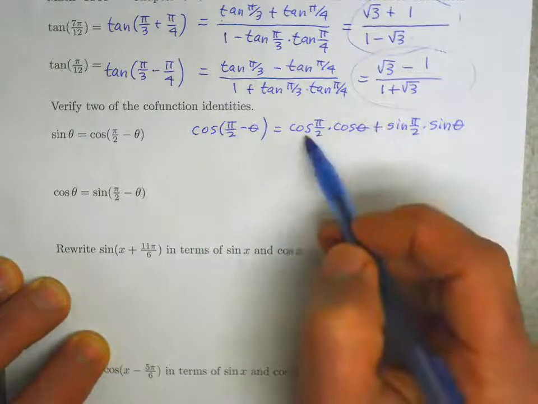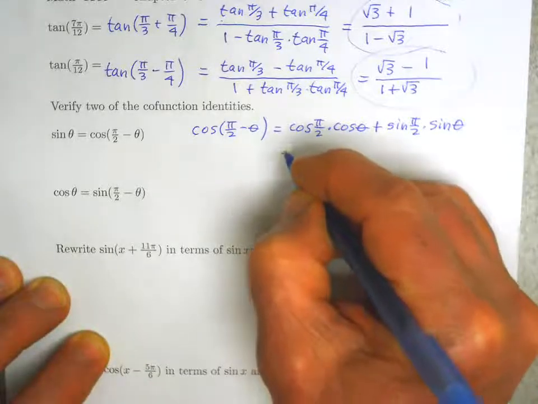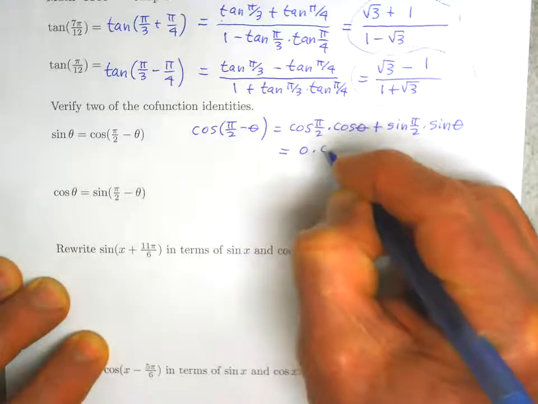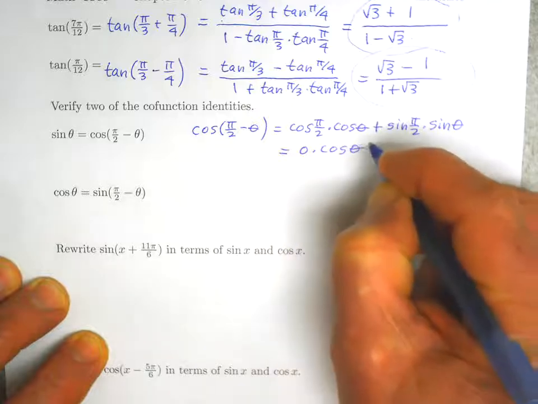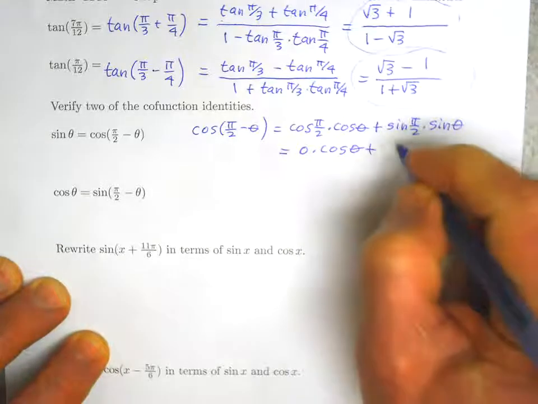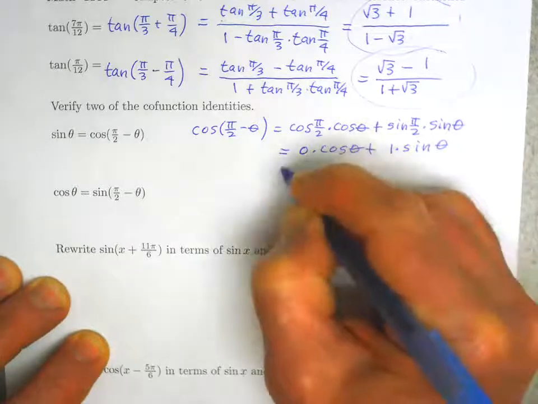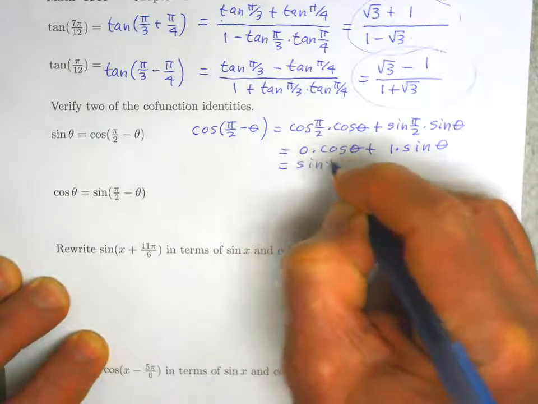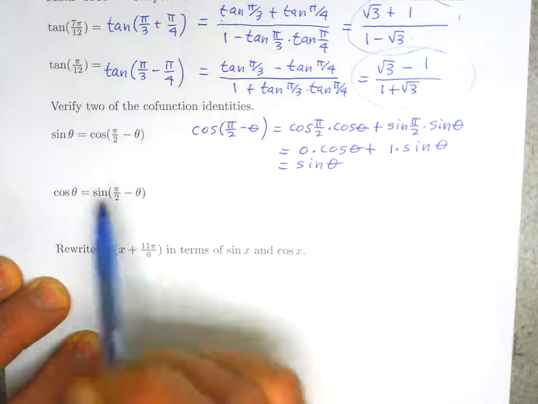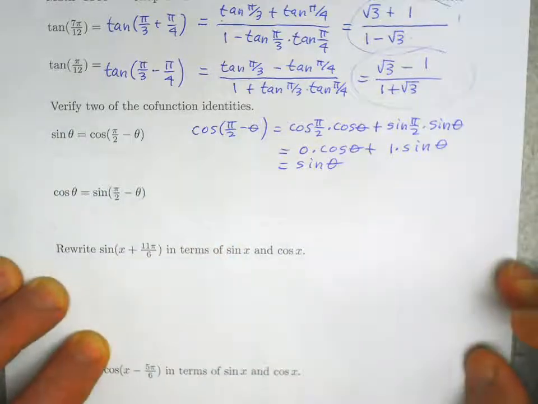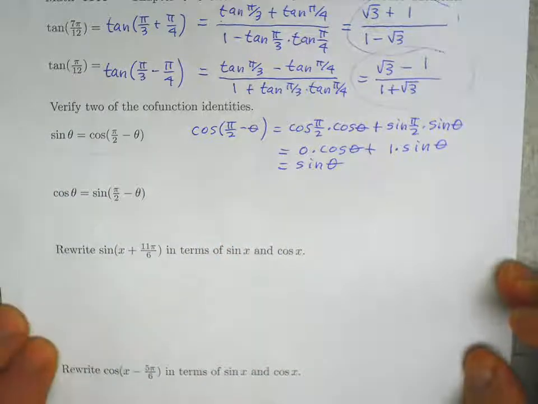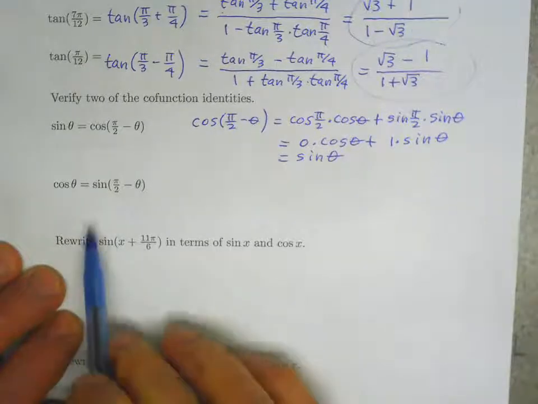Well, cosine of pi over 2 is 0. So 0 times cosine theta. Sine of pi over 2 is 1. So we get 1 times sine of theta. And this is equal to sine of theta. So this verifies this cofunction identity. Okay, we'll do it in the other order.